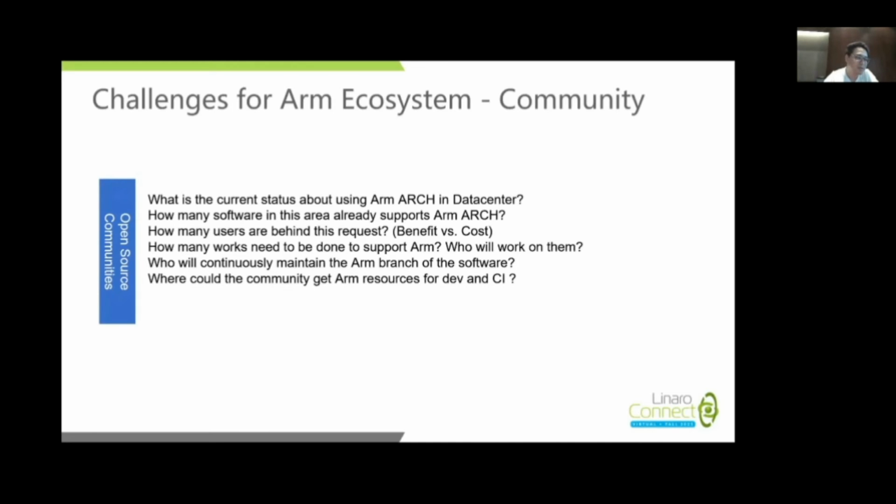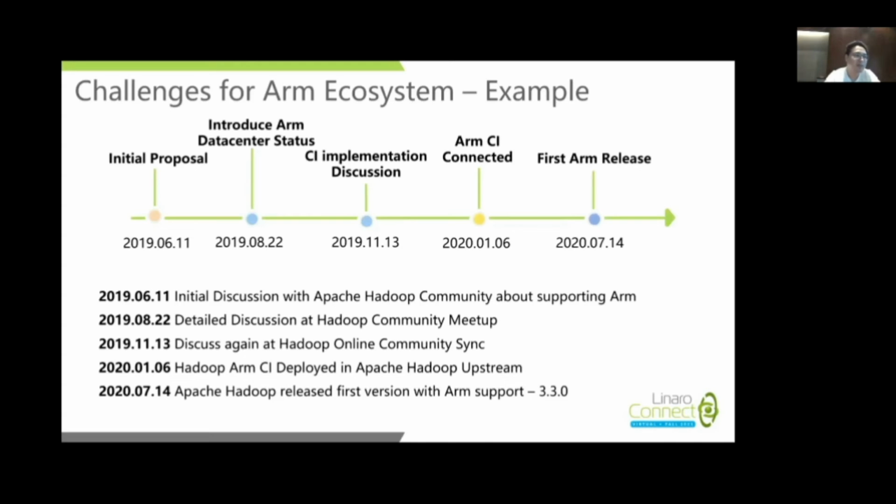And more important questions could be, how many users are behind this request, and how much work needs to be done to support it? Who would like to work on it? Other questions could be, who will maintain the ARM branch, and where could they get resources for testing and development? All those questions could provide a very good look at the benefits versus cost of adding ARM support to the project. Here I have an example of how long this could take to make the upstream maintainers have a good understanding of those questions and make the decision.